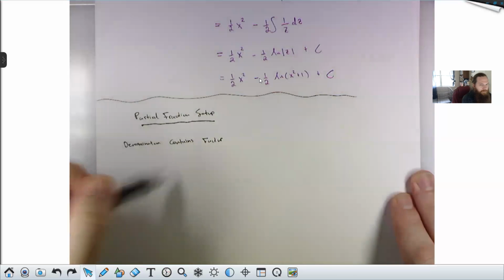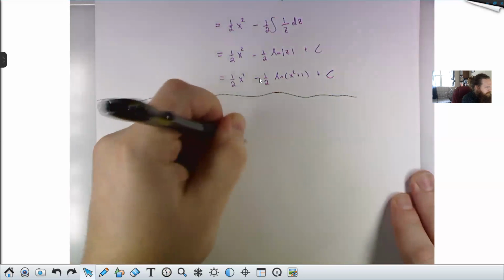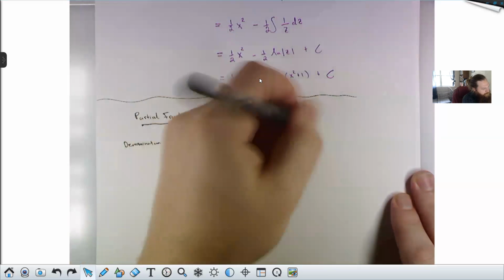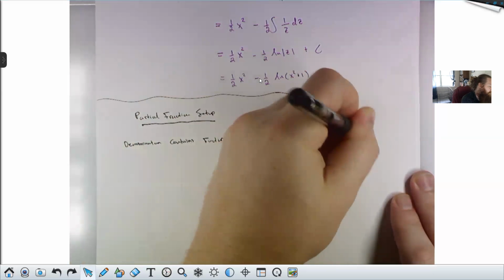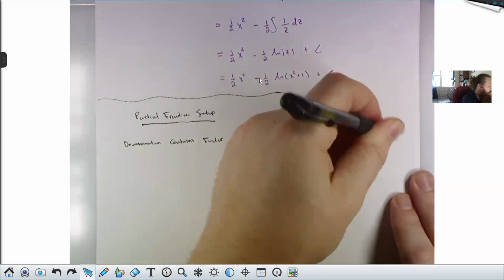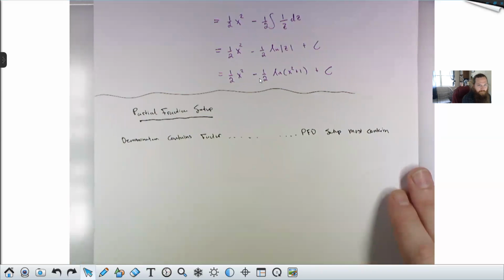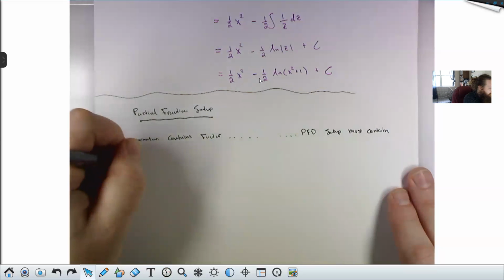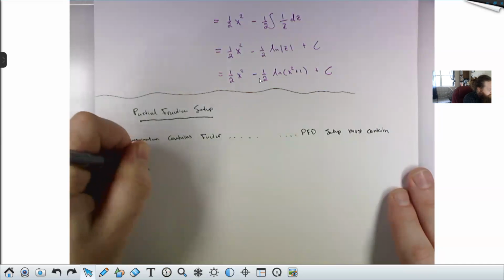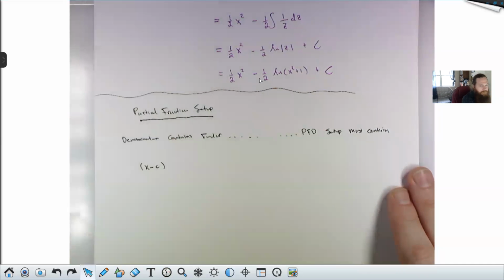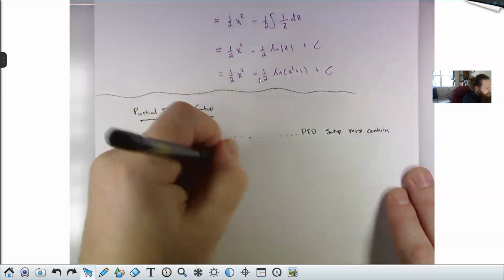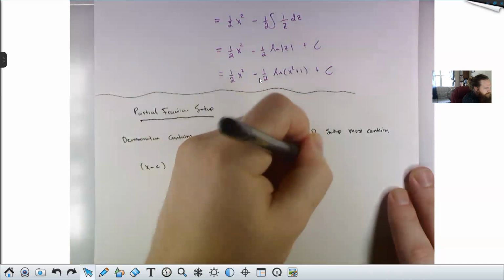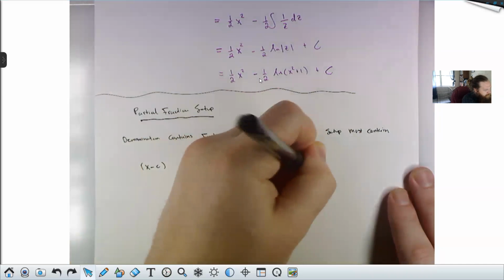So the denominator contains a factor of the sort I'll put here. Then your PFD setup must contain the thing I put over here. If your denominator just has a simple, non-repeated linear factor, something like x minus c, then your PFD setup will contain a term like a over x minus c.